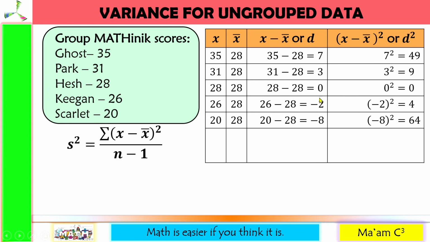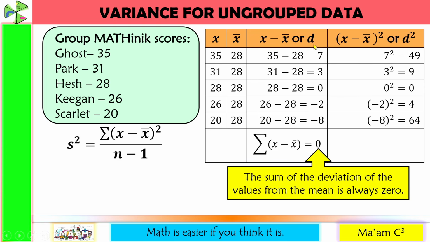Now, let us get the sum of the deviation. We have 7 plus 3 is 10, plus 0 is still 10, plus negative 2 is positive 8, plus negative 8 is equal to 0. Take note of it. The sum of the deviations of the values from the mean is always equal to 0.